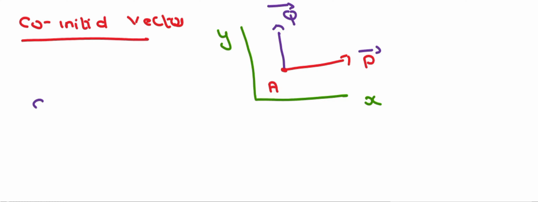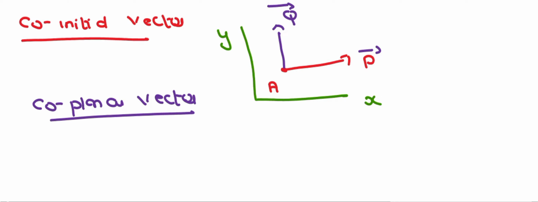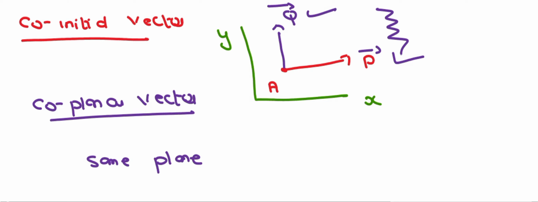Similarly, what about coplanar vectors? Coplanar vectors are those vectors which lie along the same plane. Let's suppose P and Q both lie in the x and y plane. So that's why they are coplanar vectors. And co-initial vectors are those vectors which have the same starting point.